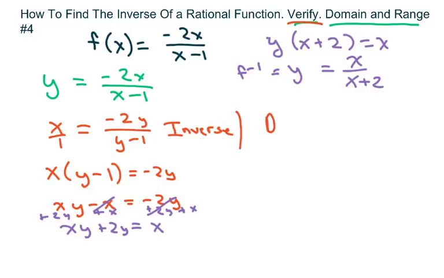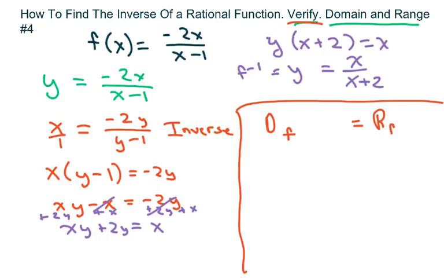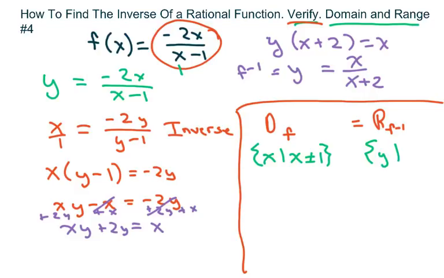My domain of f equals my range of f inverse. So my domain of f is all real numbers, and it can be everything but 1. If you put a 1 in here, you'll get 0 in the denominator. So my range is the same thing, but you just put the y, because remember, we switched the x's and the y's.